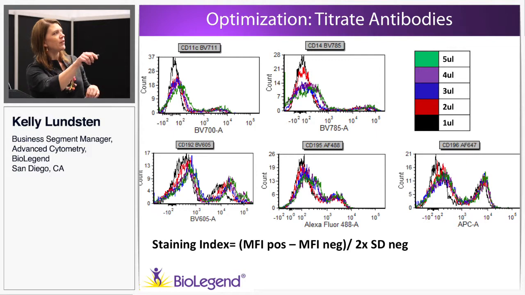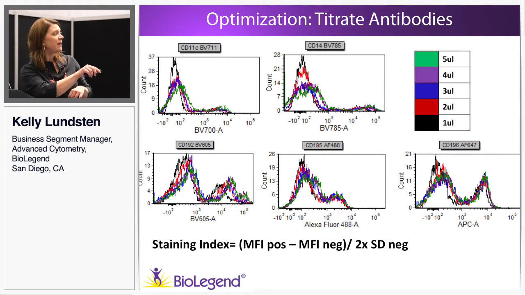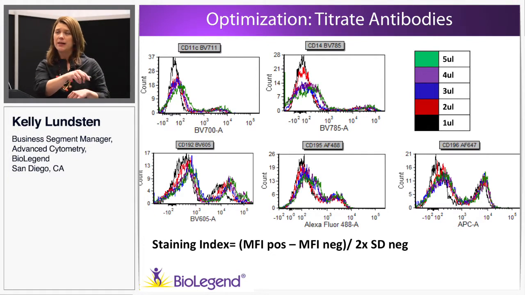So you just kind of see the overlays here. And what I'm doing to determine the optimal concentration is the staining index, which is my MFI positive minus my MFI negative divided by 2 times my standard deviation. The reason it's important to do staining index instead of signal to noise is that it takes into account the distribution of the negative. That's as important to my ability to resolve my population as simply where the two mean populations are.